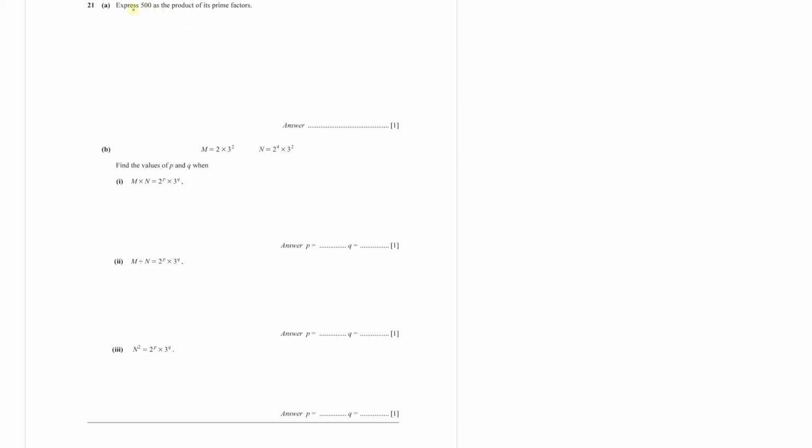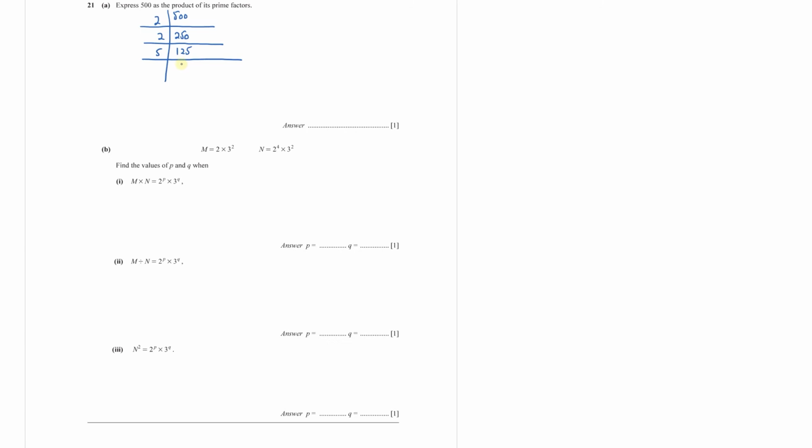So question number 21 is: express 500 as the product of its prime factors. So you have to basically factorize 500. So we start: this is divisible by 2 since it's an even number. So 2 times 250, again an even number, we can again divide by 2. You get 125. So now it's not divisible by 2. It's not divisible by 3 because if you sum these digits, you get 3 plus 5, 8. Not divisible by 4 since it's not an even number, but it is divisible by 5 because the last digit is 5 or 0. It's 5 here.